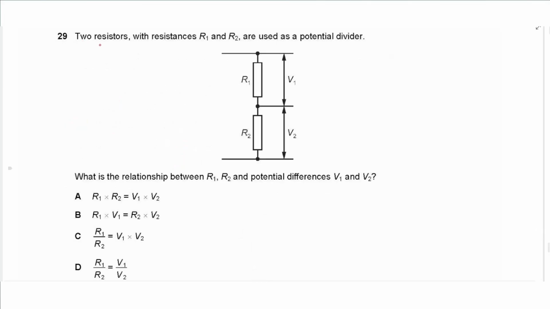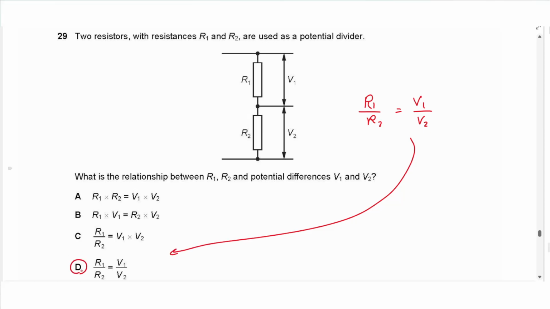Question 29 says, two resistors with resistance R1 and R2 are used as a potential divider. What is the relationship between R1, R2, and the potential differences V1 and V2? So in a potential divider or components connected in series, the ratio of resistors is equal to the ratio of voltages. So R1 over R2 is equal to V1 over V2, which we can find actually here. So the answer is D.